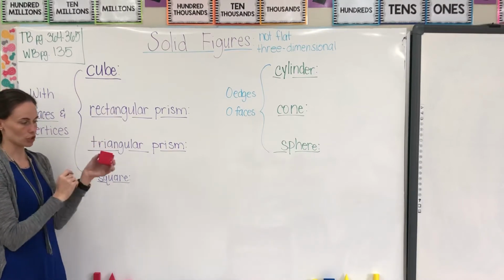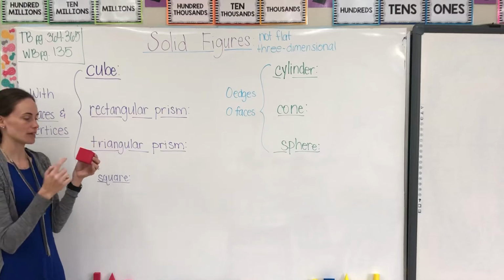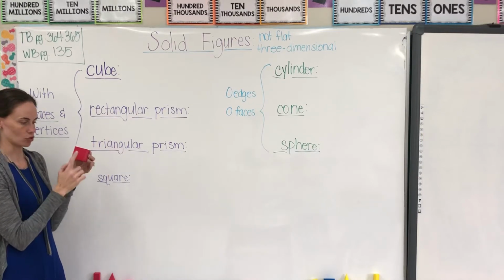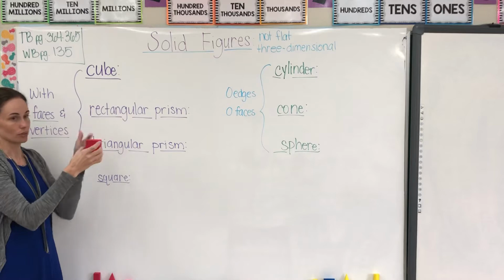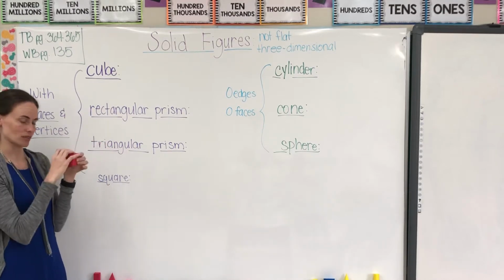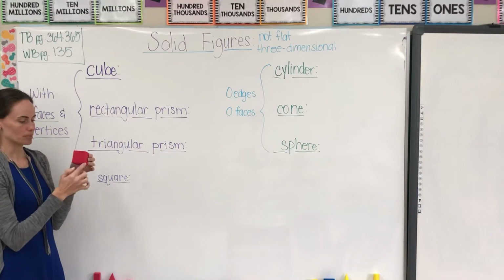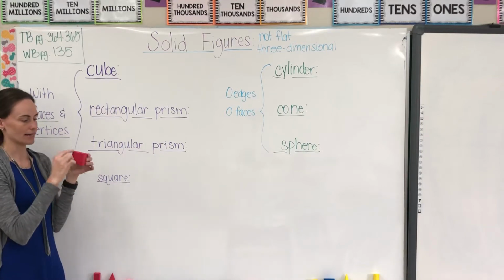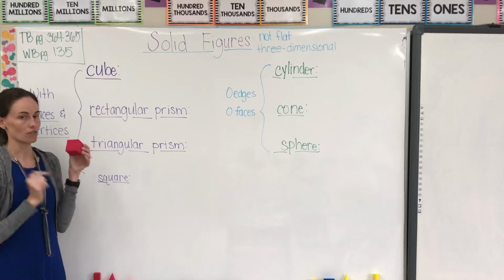For example, with the cube, if it asks how many faces, you would count each of these flat surfaces. So we have 1, 2, 3 in the back, 4, 5, and 6. So it has 6 faces. Then the edges would be all of the lines, and the vertices are all of the points where they meet.